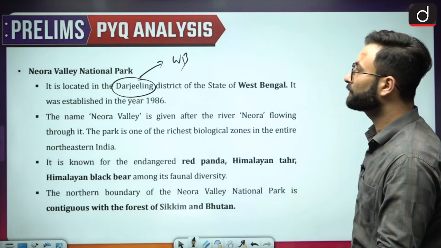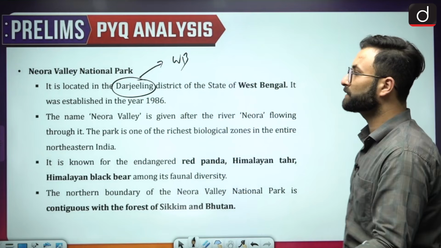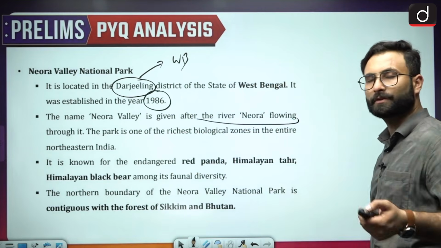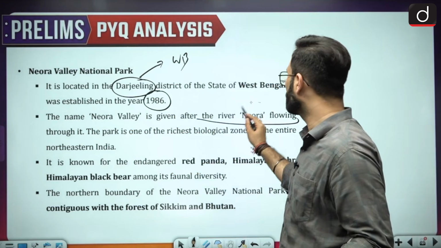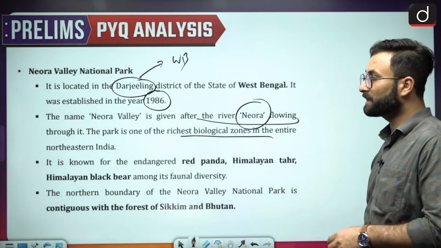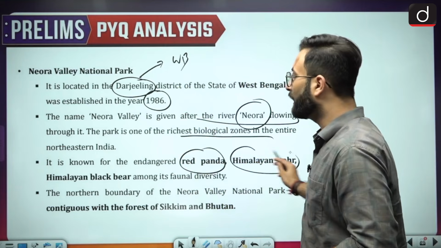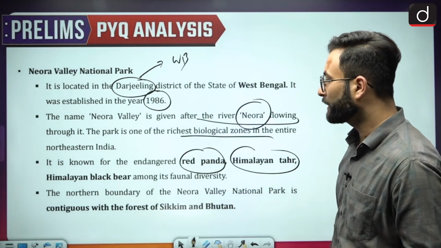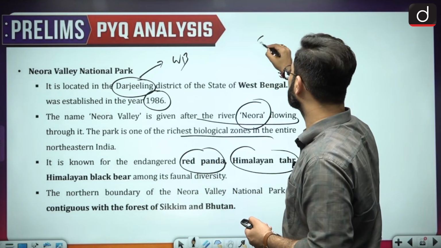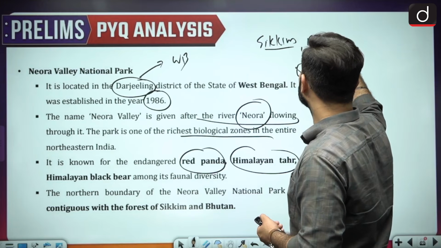Now moving further to the next one, Neora Valley. It is in the Darjeeling district of West Bengal, and it was established in 1986. Neora Valley was named after the river flowing through this area, the Neora. The park is one of the richest biological zones in the entire northeastern region. It is known for the endangered red panda, as I told you, as well as the Himalayan tahr, Himalayan black bear, etc. It is on the contiguous zones of the forests of Sikkim and Bhutan.